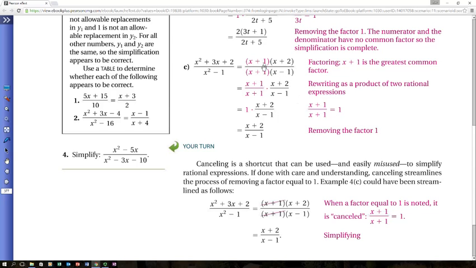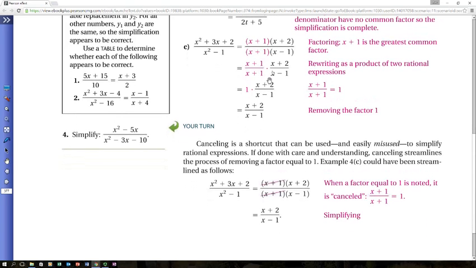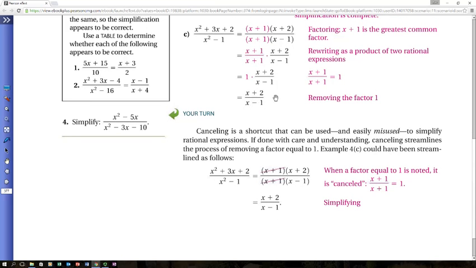Well, here are our common factors. I can create a 1 out of that, so I arrange it in a way that it's going to be equal to 1. That's 1 times this thing, and I end up with this new expression of (x plus 2) over (x minus 1).